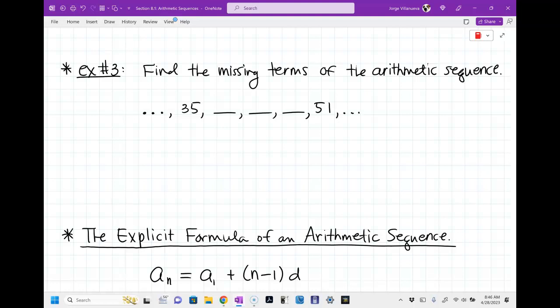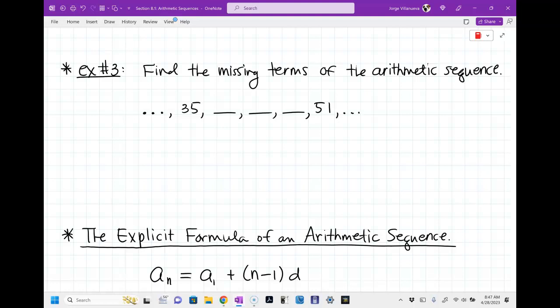You see those 3 little dots to the left side? That means that there's more terms that way, okay? And 51 is not the last term because you can see that there are some little dots on the right side of 51, so that means there are more numbers to the right. But they did give you just 2 terms.